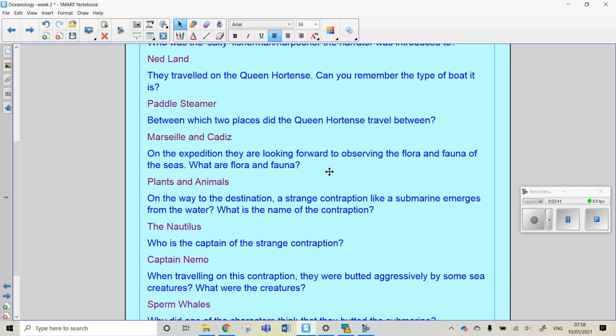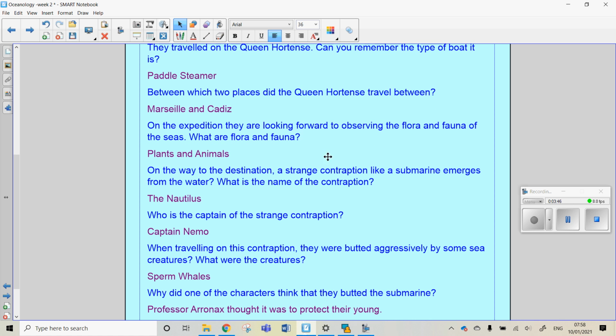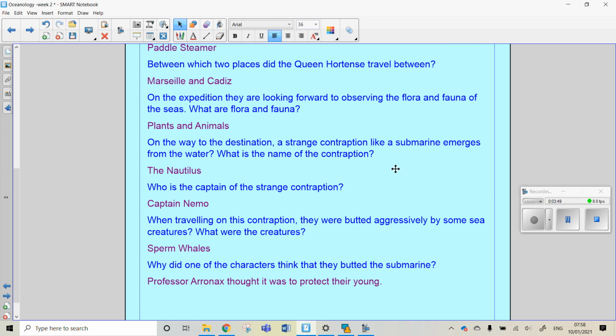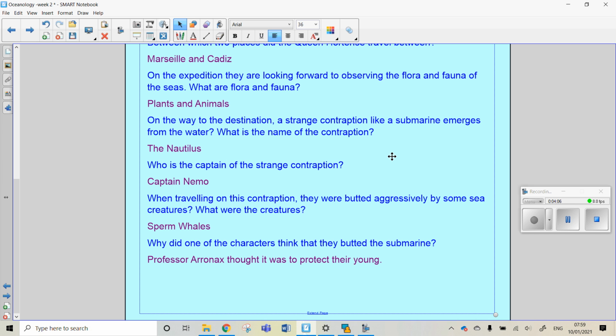Flora and fauna. Flora is the plants and fauna are the animals. On the way to the destination, strange contraption like a submarine emerges. Well, that is the Nautilus. And we know from the subtitle of Oceanology, the true account of the voyage of the Nautilus, and this is the formal journal of it. The captain of the Nautilus is Captain Nemo. And they were butted aggressively by sea creatures that were sperm whales. And Professor Aronnax thought it was to protect their young. Okay, record your answers, see how you've got on.